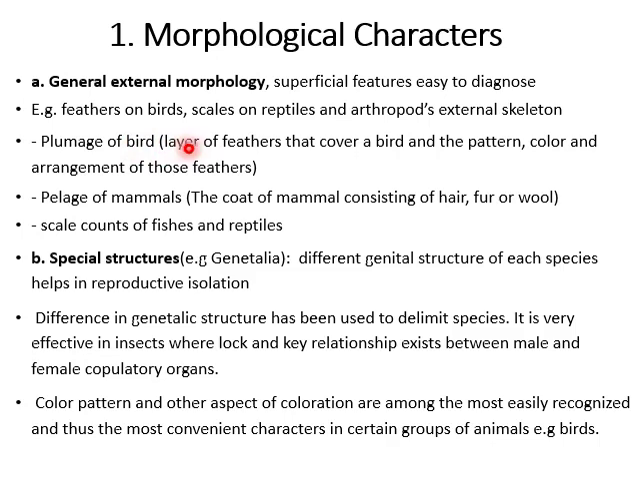Plumage is basically a layer of feathers that covers a bird, along with its pattern, its colors, and the arrangement of these feathers. The second is the plumage of mammals. The first one was the plumage of birds, a combination of feathers, and this plumage of mammals is a combination of hairs, or you can say the fur or coat.